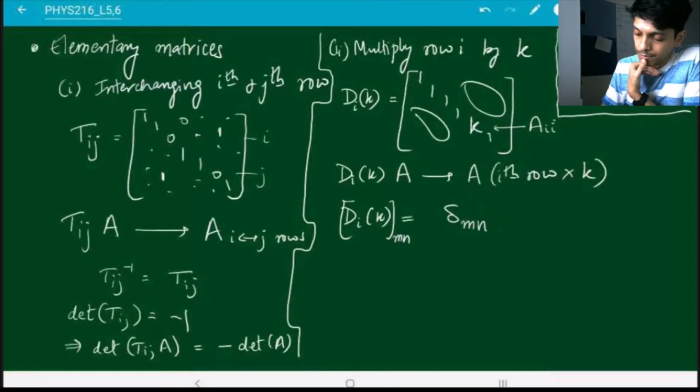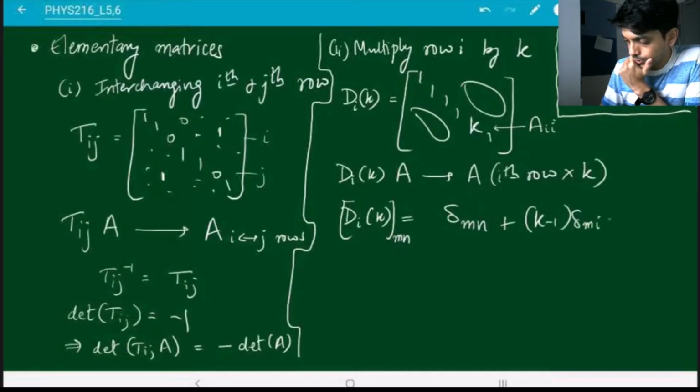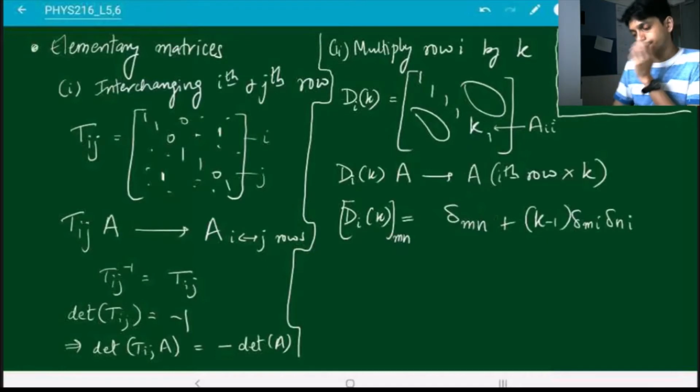Yes, this is 1 everywhere, but I want to add another k minus 1 when m and n are both equal to i. Yeah, this will work. No, this is too complicated. Let's not do it like this.